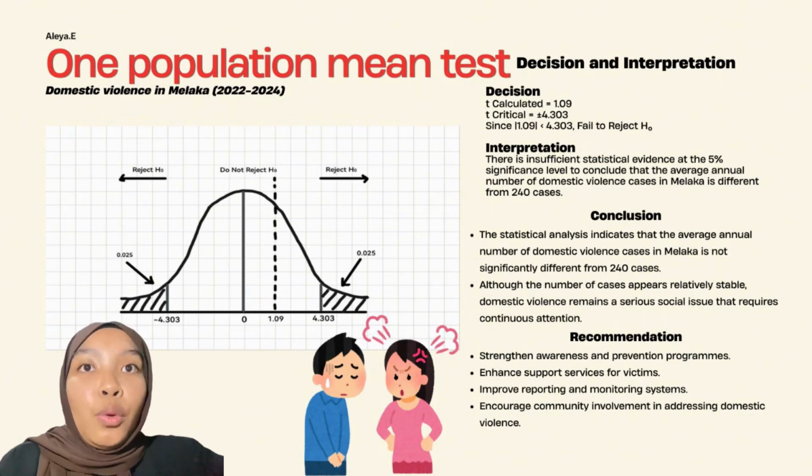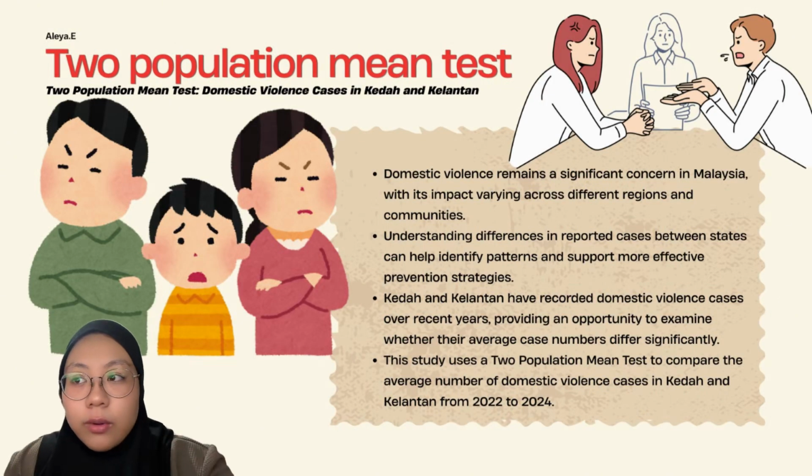Even though the number looks stable, domestic violence is still a big problem. So we recommend doing more awareness programs to help victims. Now I will present the second part of this study, which compares domestic violence cases between Kedah and Kelantan.